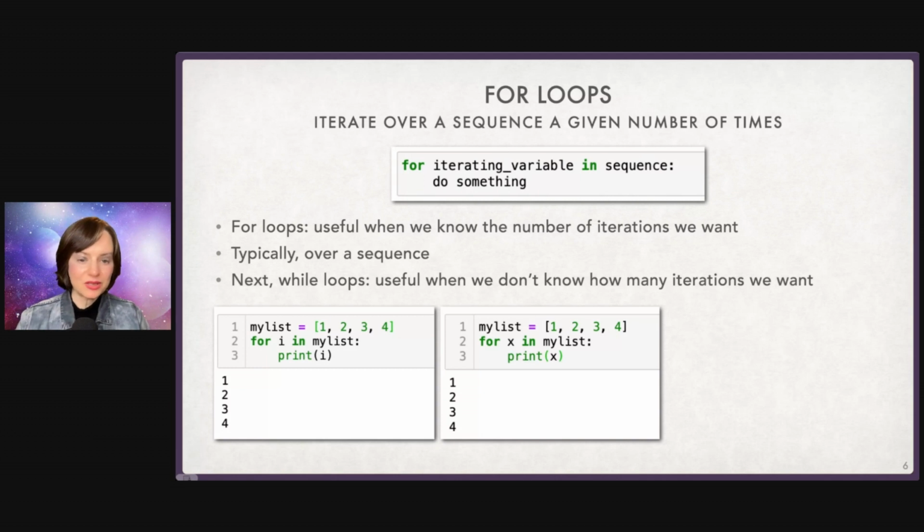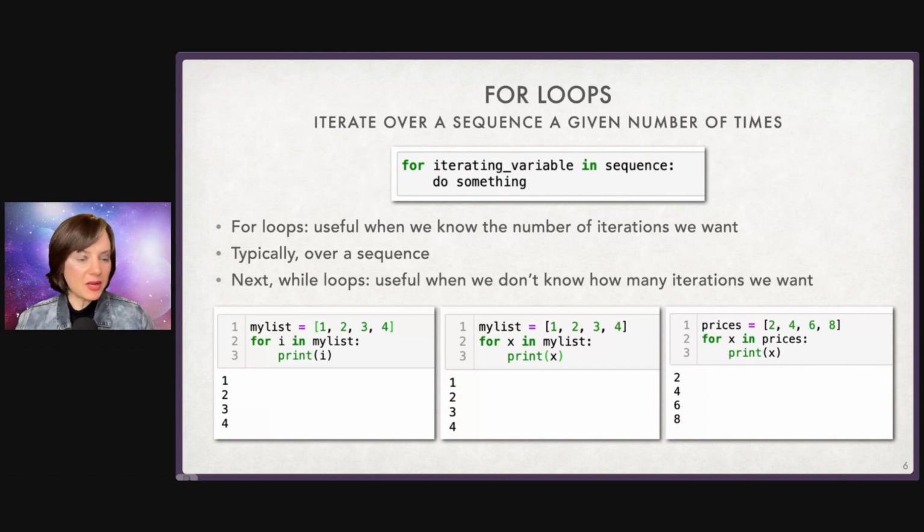We don't need to use the letter i. We can say something else. So for example, x. In this case, my list equals 1, 2, 3, 4 again. For x in my list, print x. Same outcome. I can also call it something else, right? So I don't have to say my list. I could say prices or ages or heights or years or whatever it is that I want. For x in prices, ages, years, whatever, print x.